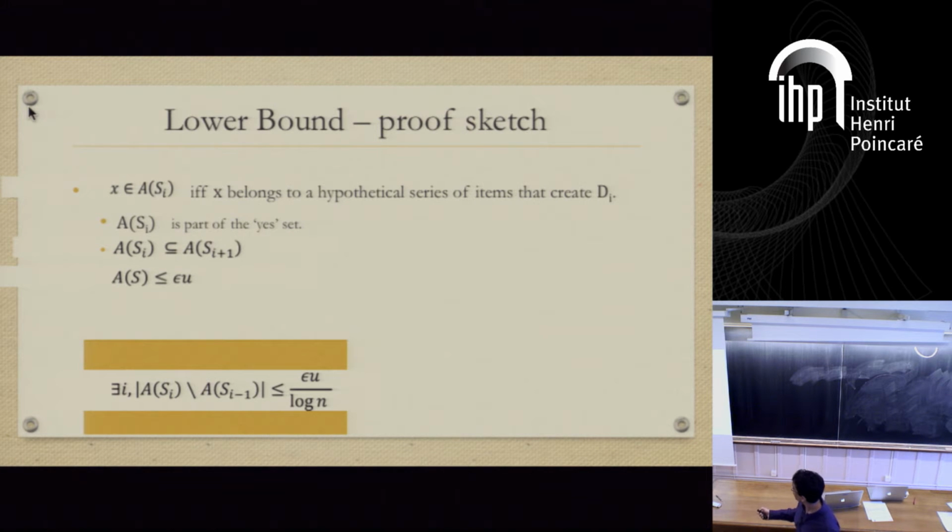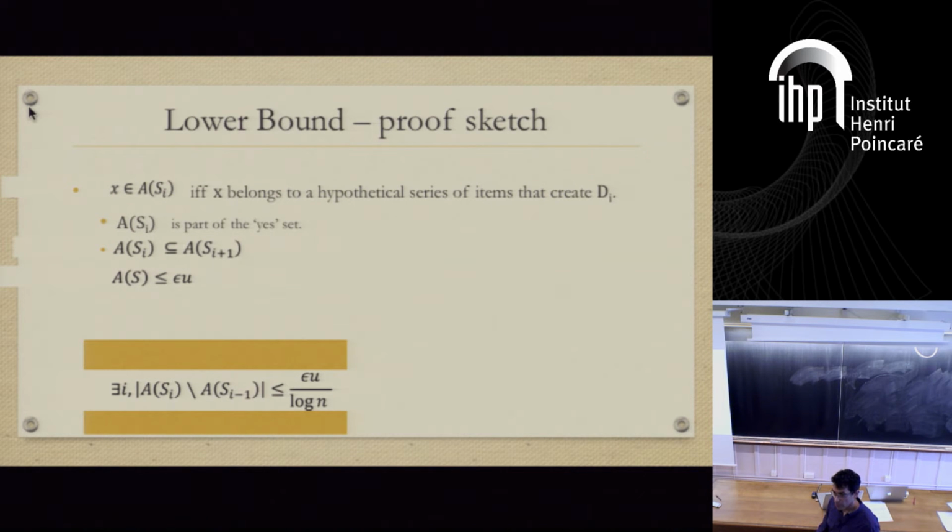So here I just repeated what I just said. And the last thing to note: if S is at the end the full set, the full n items that I inserted, then for the same reason that we had previously, this size is bounded by epsilon u. Why is that? Because in principle, with this version of yes, you would have had elements that you would normally have said were temporary in the sets.